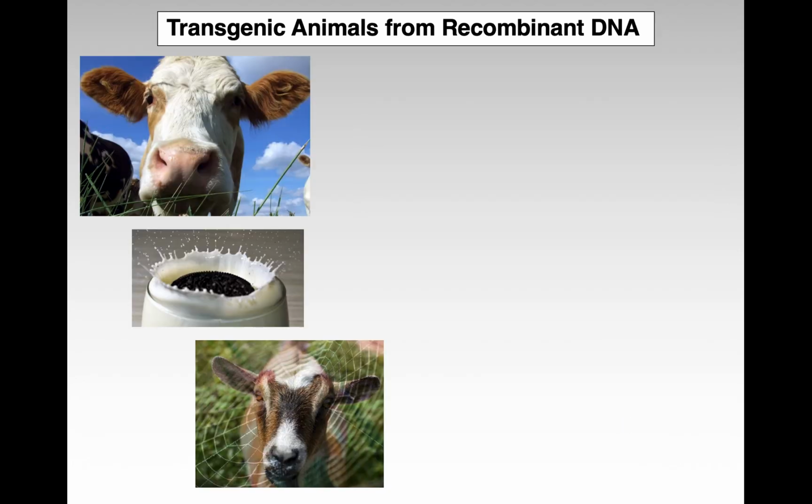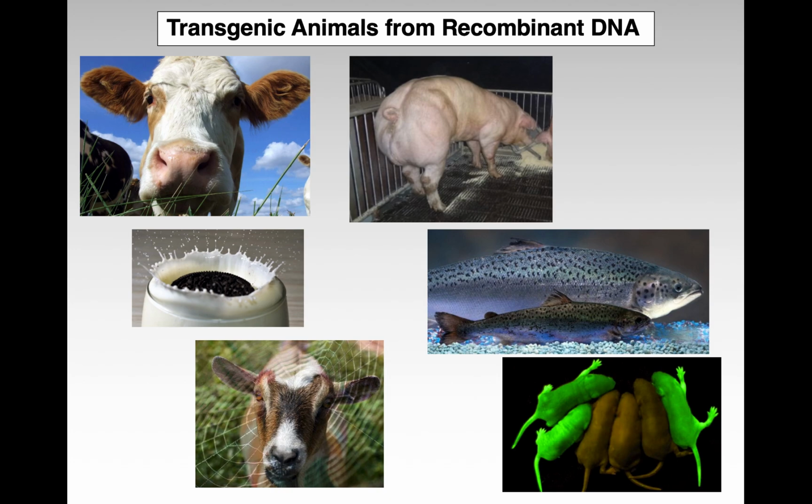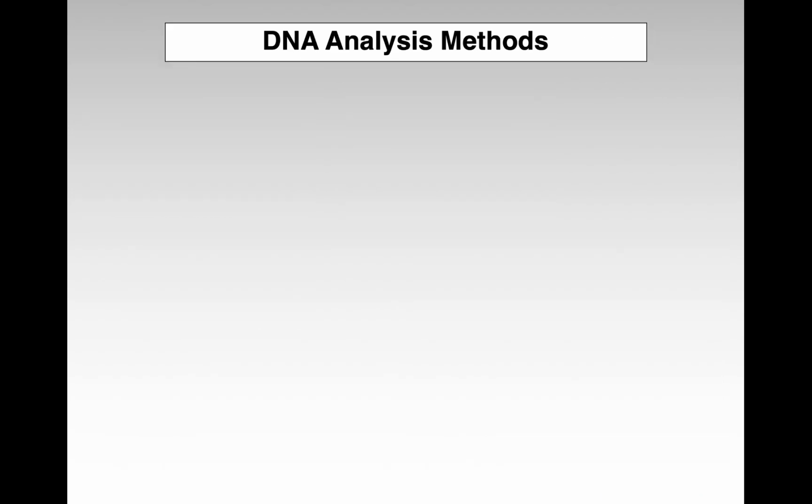So there's lots of transgenic animals that humans have made from recombinant DNA. These are all kind of examples of this. One of the things that we use all the time in research science is having animals express the green fluorescent protein. This allows us to study individual proteins in a live animal.